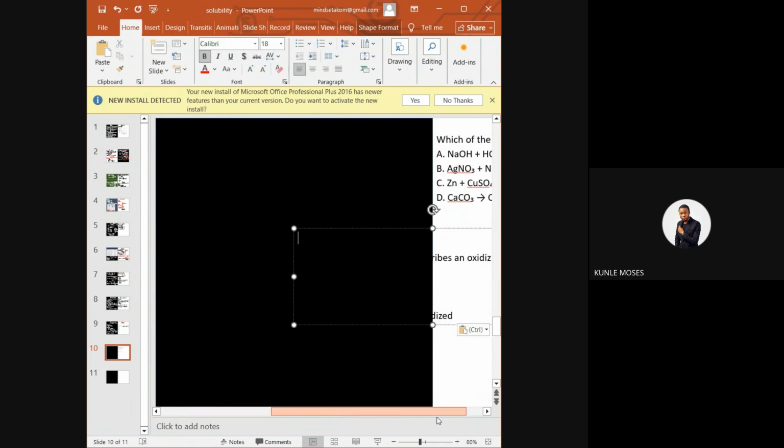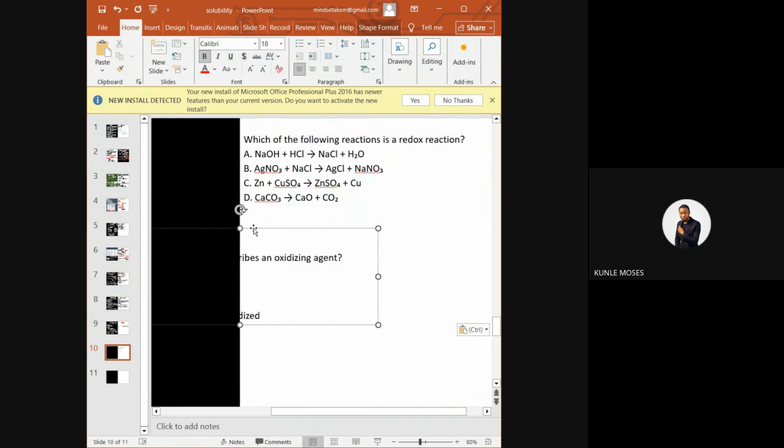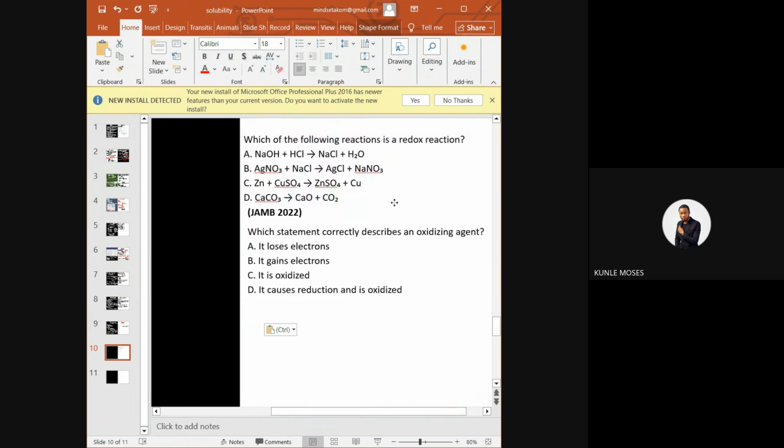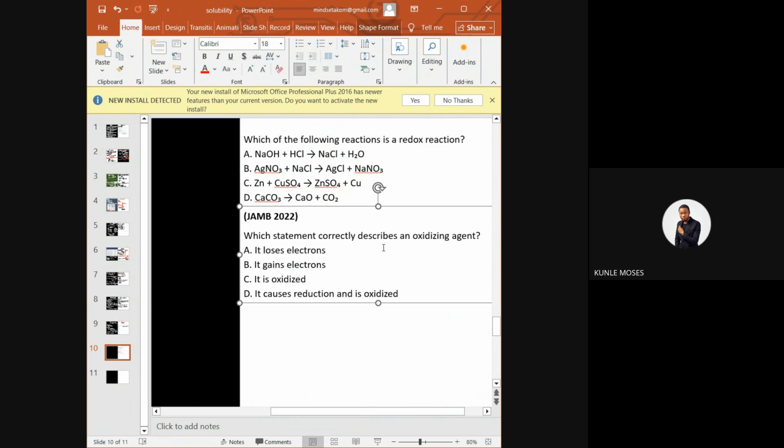The answer is C. Looking at it, the first one is talking about acid and salt. That's a neutralization reaction, giving salt and water. All these questions, well, B.